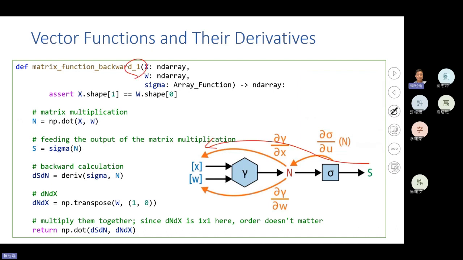We will have backward two. You can implement backward two together. Okay, so backward one is the ds multiplied by dn dx, right? So this is path backward one.